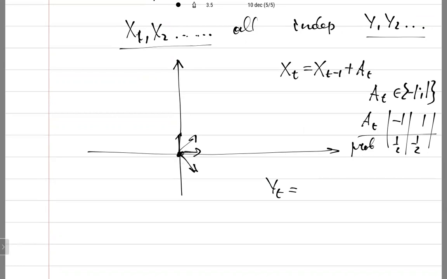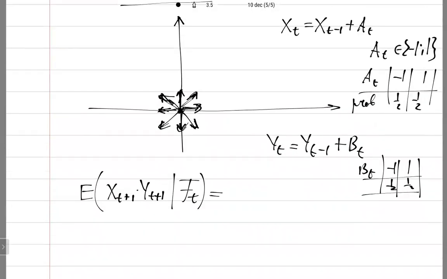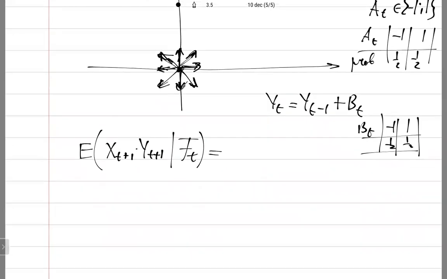Let's check whether this will be a martingale. I think it will not be, but I'm not sure for the moment. Yt is plus Bt, and Bt has the same properties, and all of them are independent. Let's check the expected value of Xt plus 1, Yt plus 1, given Ft. We have used the fact that to check that a process is a martingale, we need to do only one step in discrete time.